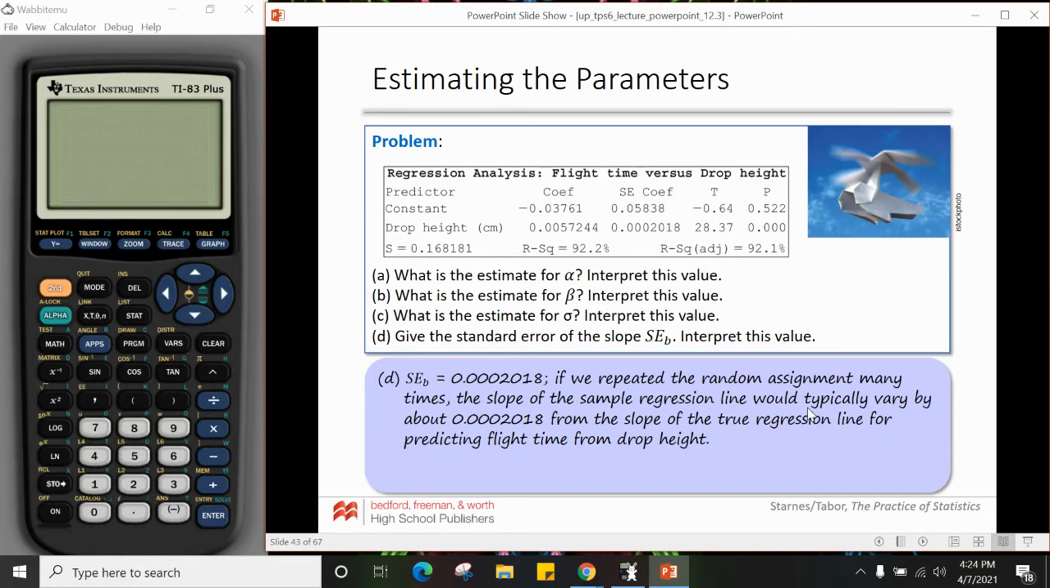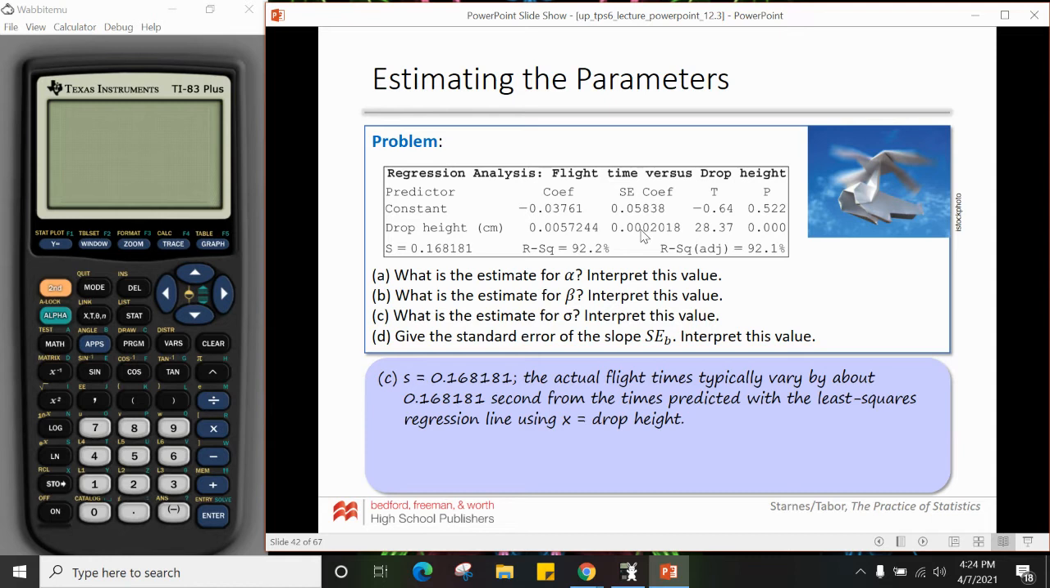And then given the standard error, the slope has to interpret this value. So we are given SE coefficient, and it is of the slope. So it is kind of nice that it's right back down here for our B value. It says, if we repeat the random assignment many times, the slope of the sample regression line would typically vary by that from the slope of the true regression line for predicting flight time from drop height. So the question is, what's the difference between B, C, and D?